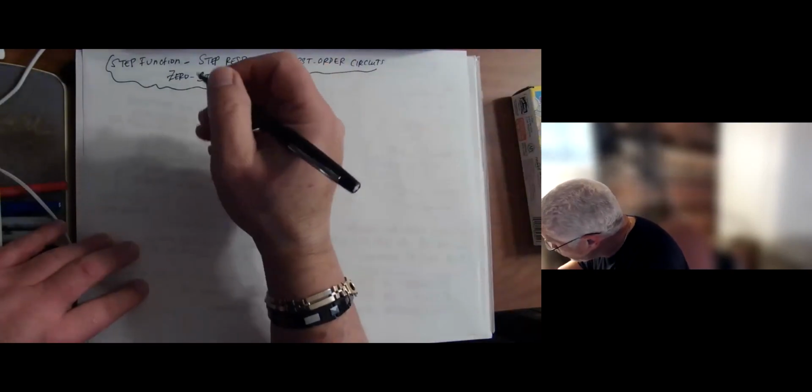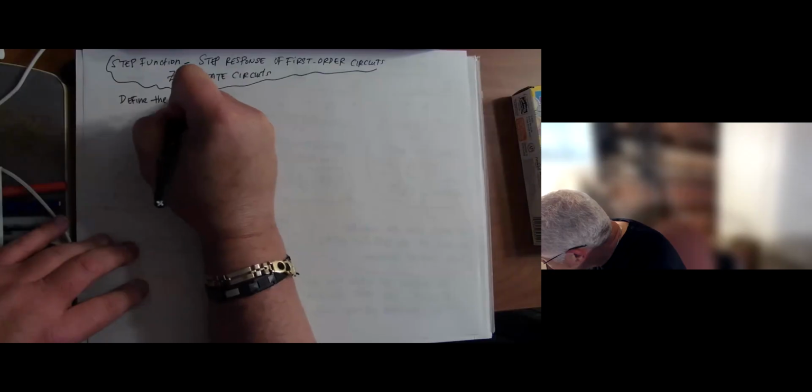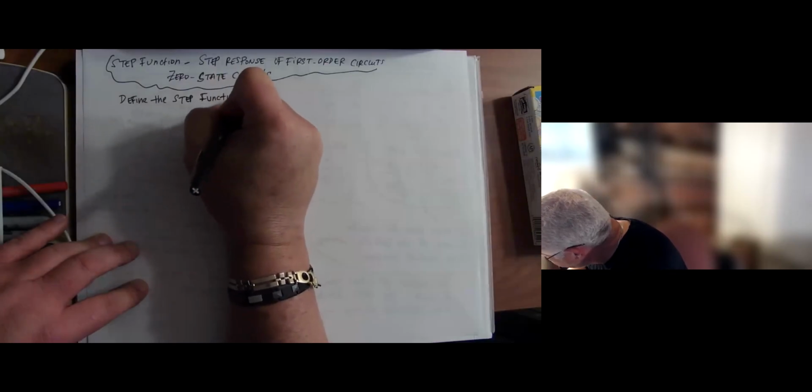The first thing I'm going to do is flat out start by defining the step function. And you're going to see how the step function looks familiar in a second. The step function is a function that has a value zero, and at t equals 0, it goes up to 1 and it stays. Okay, that's the step function.